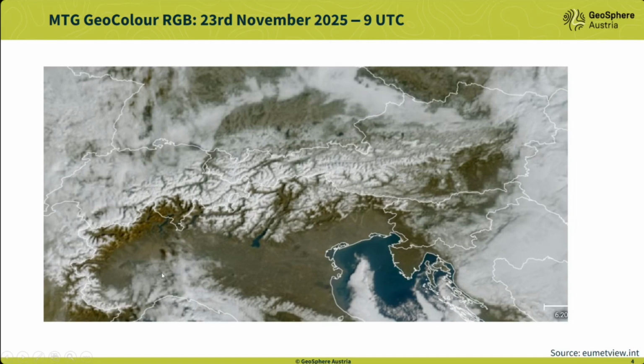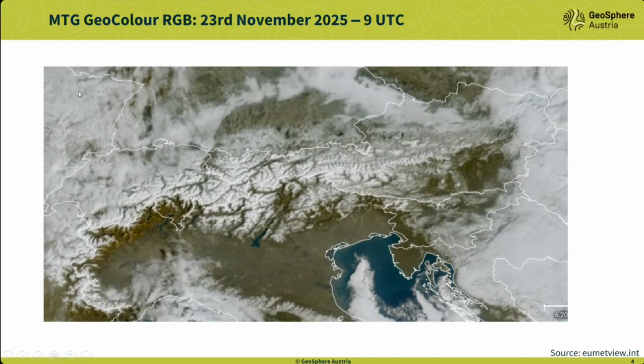But in some areas you might not be sure. Here you can see the lakes, so this might also be snow. But what about here? It's a little bit mixed. I mean, this is for sure low stratus, but what is snow, what not? And for questions like this, we have some other really nice RGBs at hand.